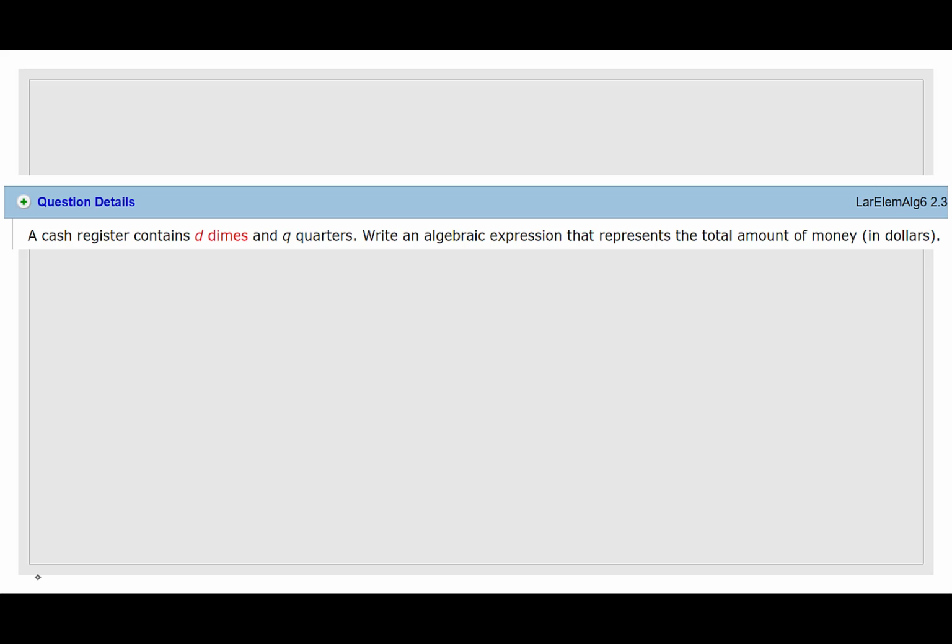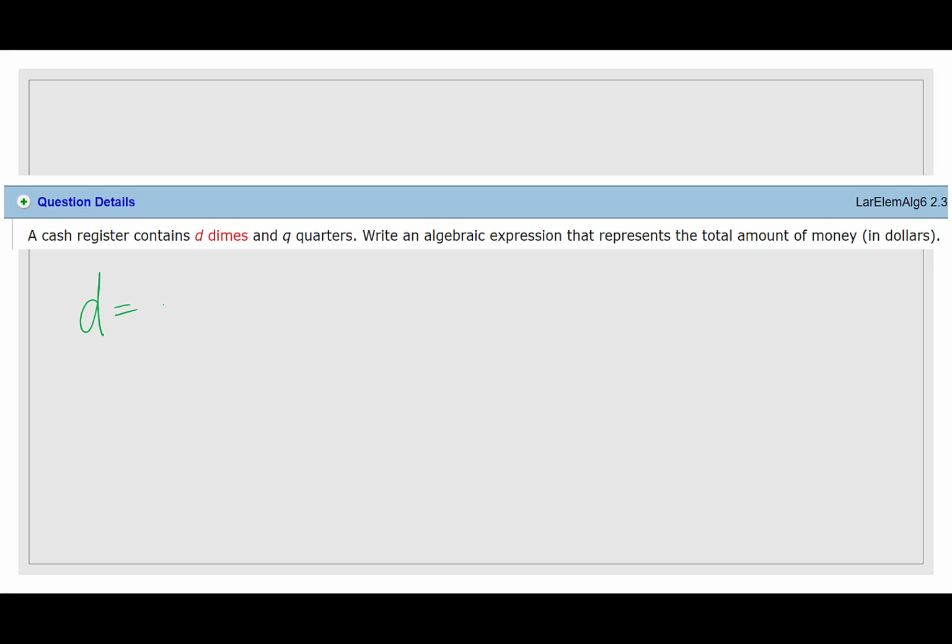Take a look at this first one. A cash register contains D dimes and Q quarters. Write an algebraic expression that represents the total amount of money in dollars. Okay, so let's first think about this. If you've ever worked a cash register, you know at the end of the night, you have to count the number of coins you have, the number of dollar bills you have, and so on.